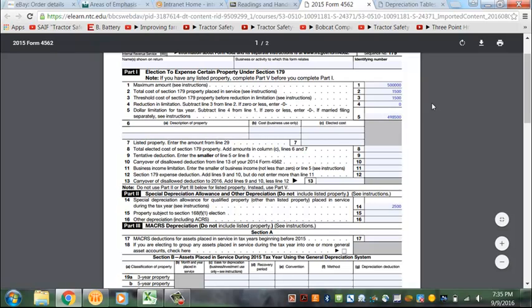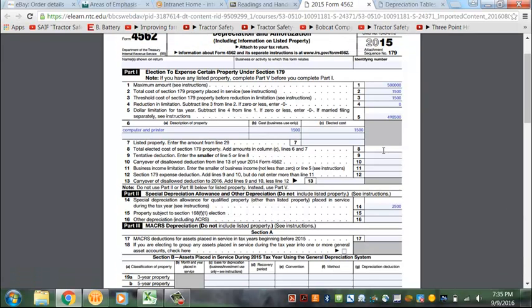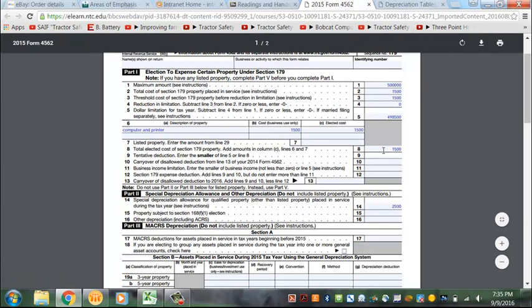So we put the description of property, so we put computer and printer. Our cost is $1,500, and the elected cost is that whole $1,500. Generally, these are going to be the same amounts because you're going to elect to take the whole cost of the property or of the asset as Section 179. It could be different because you don't necessarily need to take the full cost, but for our purposes, we don't have to worry about that. So then we move down to line 8. Our total elected cost of Section 179 property is $1,500.